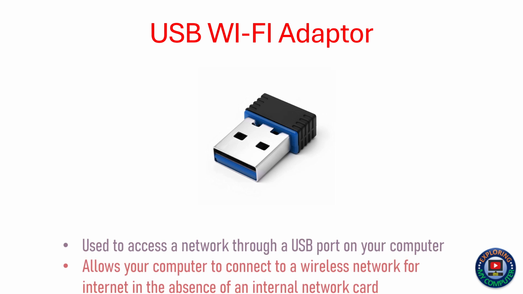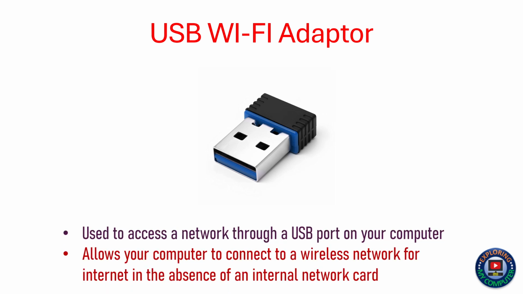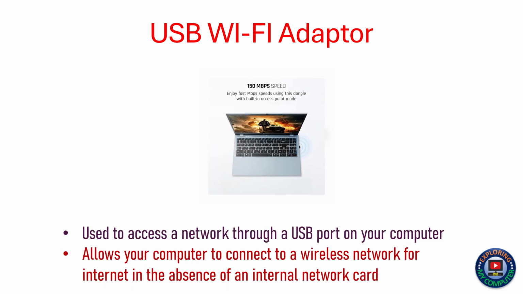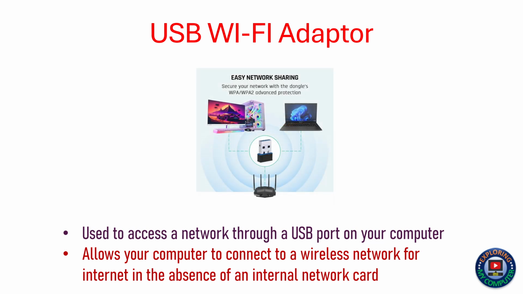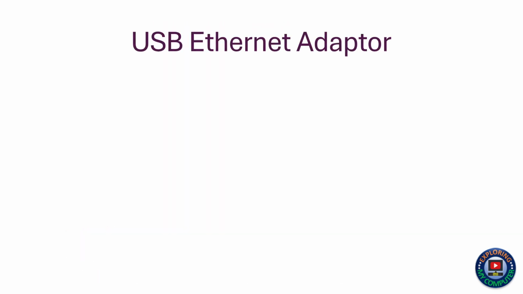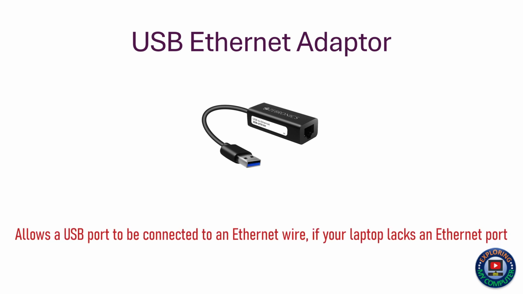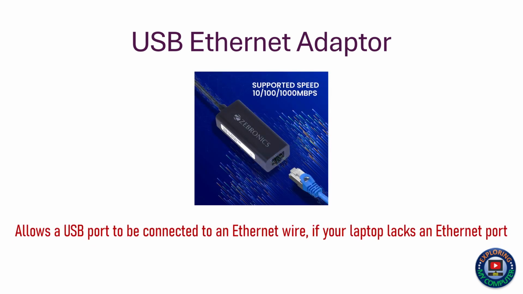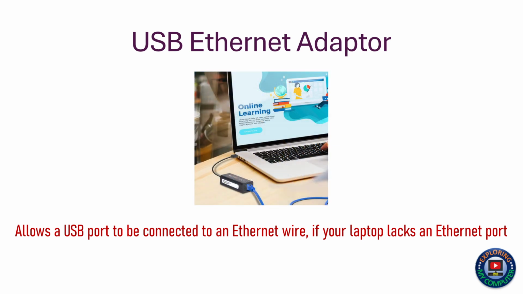A USB wireless adapter is used to access a network through a USB port on your computer. It allows your computer to connect to a wireless network for internet in the absence of an internal network card. A USB to Ethernet adapter is a device that allows a USB port to be connected to an Ethernet wire if your laptop lacks an Ethernet port.